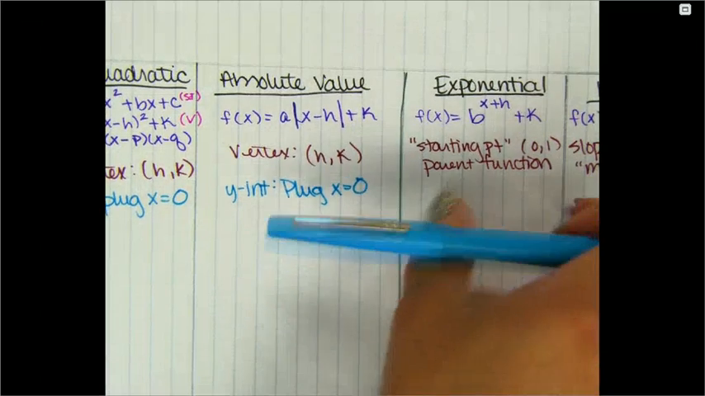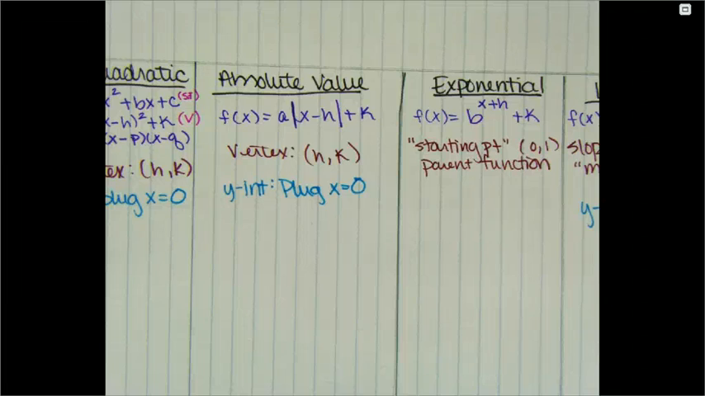But what does an exponential have that the other ones don't? What does it have?